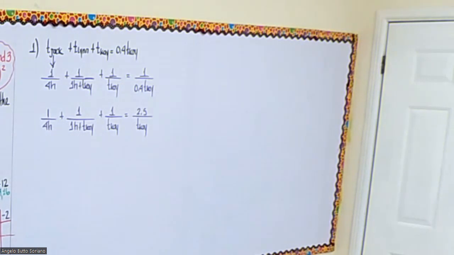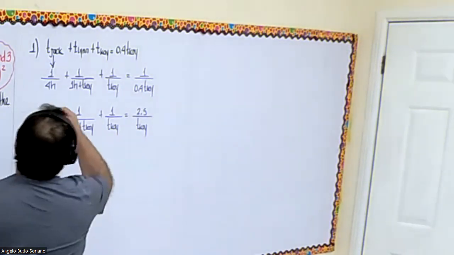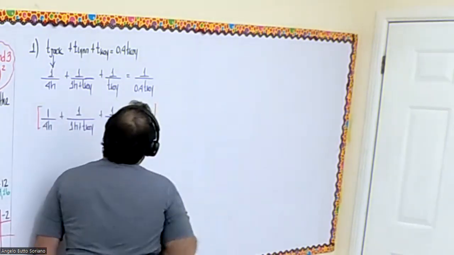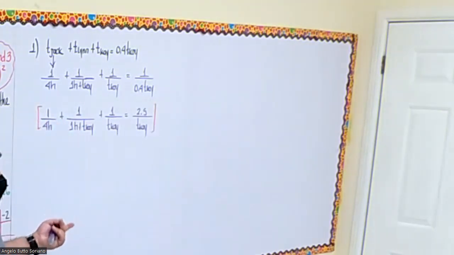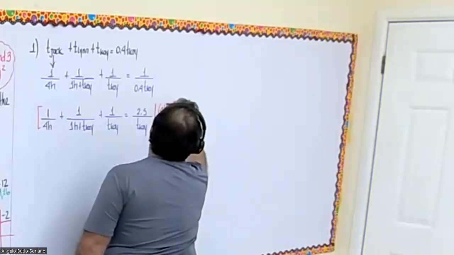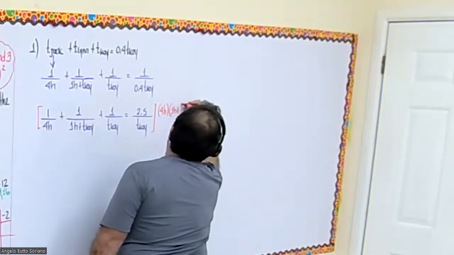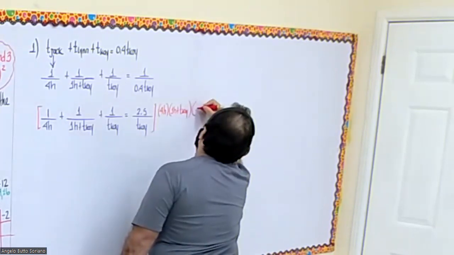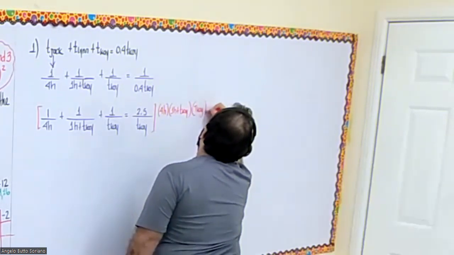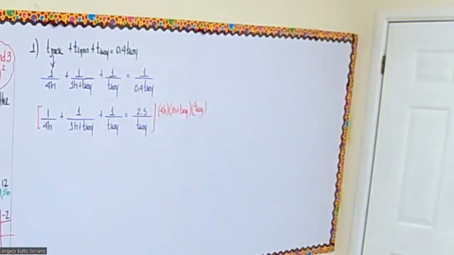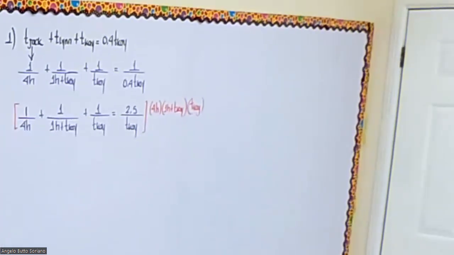What will be the next step? Simple. We can multiply the left and right side of this equation by the least common denominator. So what will be the least common denominator? The 4 hours, 1 hour plus period of time of Kai, and actually the period of time of Kai. Okay, then this is going to be the least common denominator.